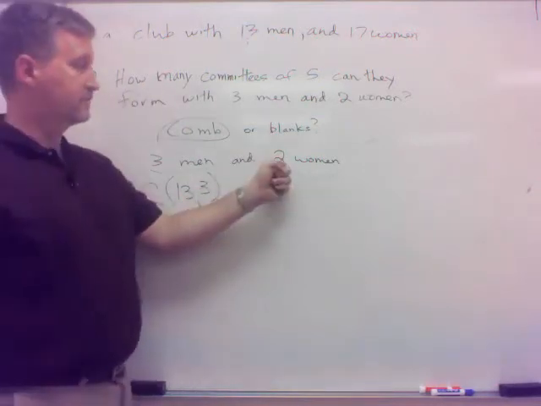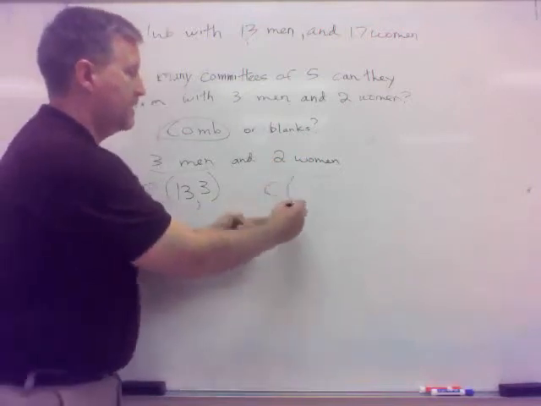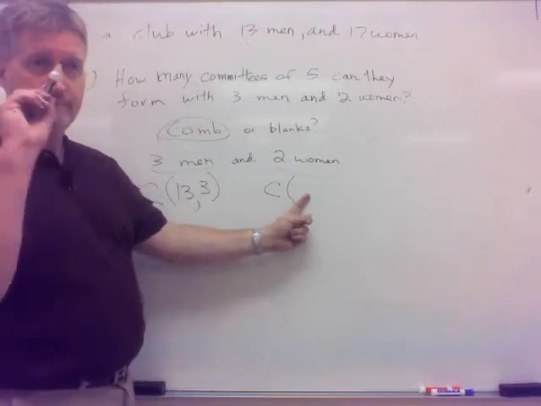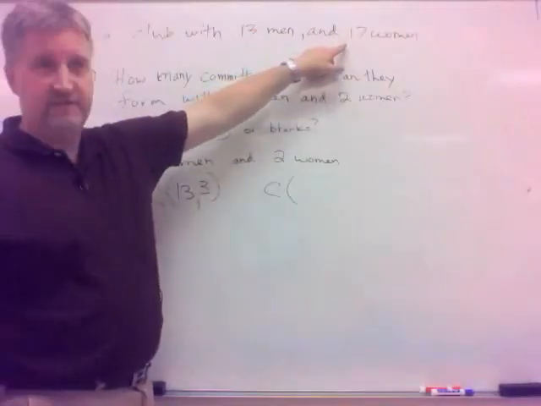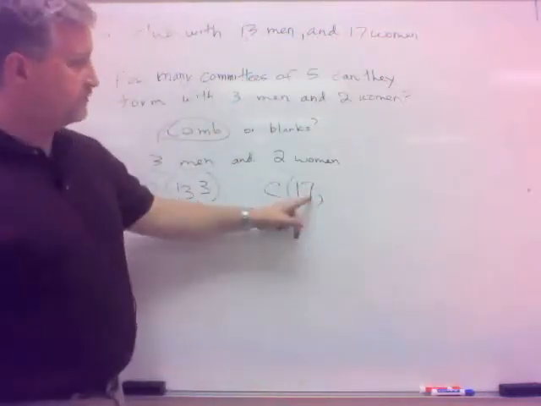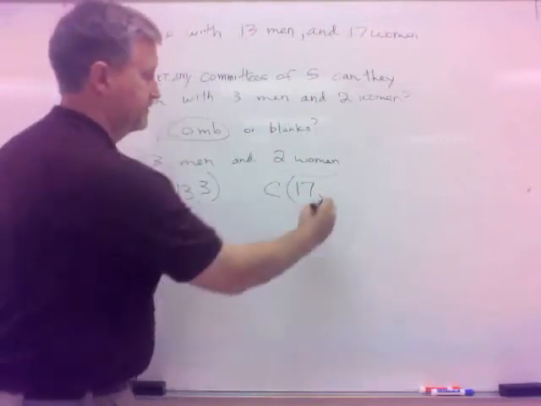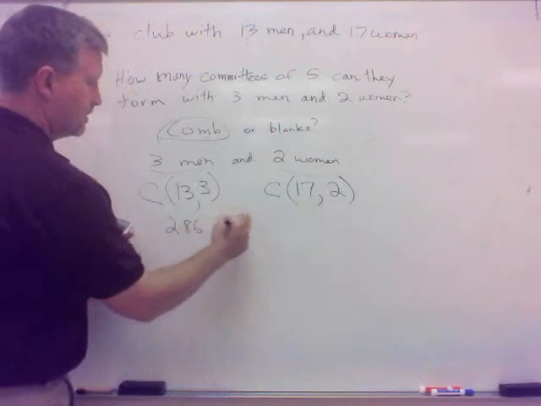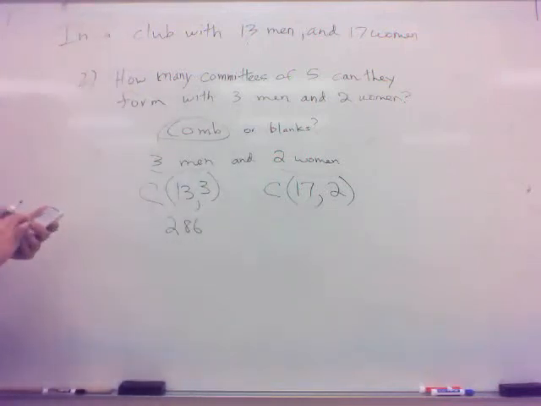All right, what about the women? I want to choose 2 women, but in my combination, what's the first number? How many I have to choose from? How many women do I have to choose from? 17. I've got 17 women. I want to choose 2 women. So 17, 2. So let's do combination 13, 3. It's 286. Combination 17, 2. 136.